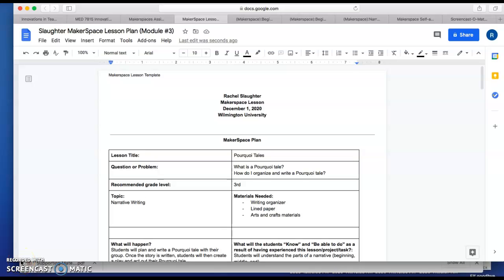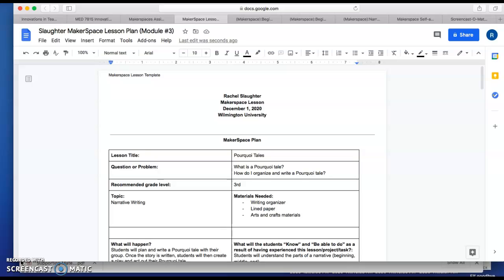For this learning module, I have chosen to create a MakerSpace lesson plan. I've created a lesson plan about pourquoi-tails. So we will be discussing what a pourquoi-tail is and how to organize and write a pourquoi-tail. The recommended grade level for this lesson is third grade.